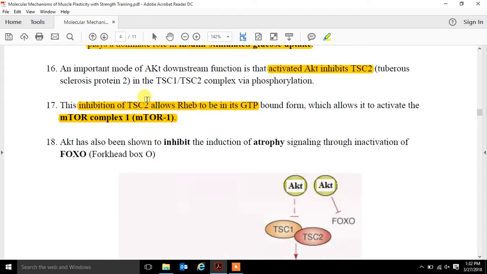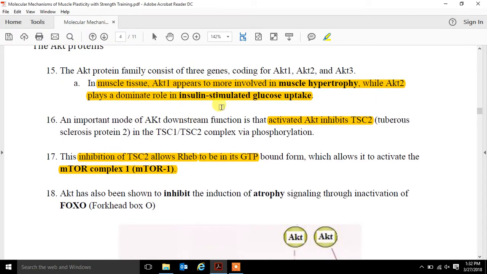So that's what I'm talking about here: activated AKT inhibits the bully that is the TSC complex. If we inhibit TSC, so we inhibit the bully, it allows Rheb to be in its active form, which allows it to activate mTOR.